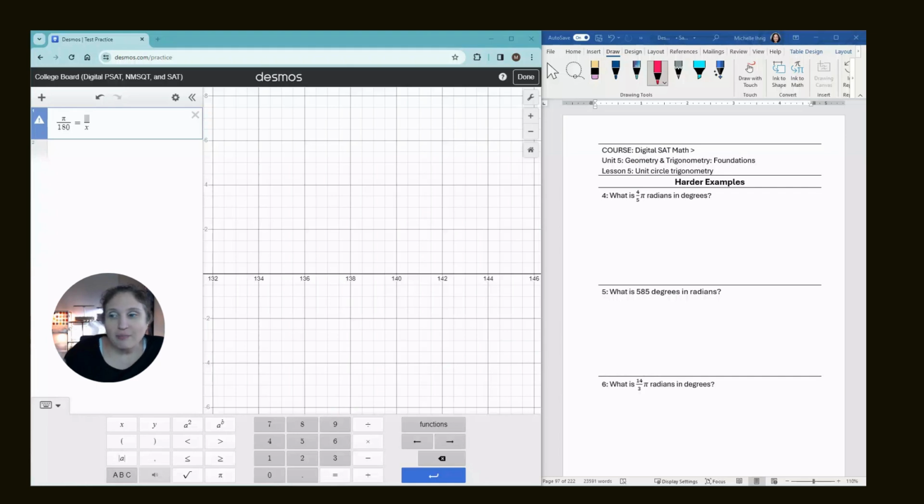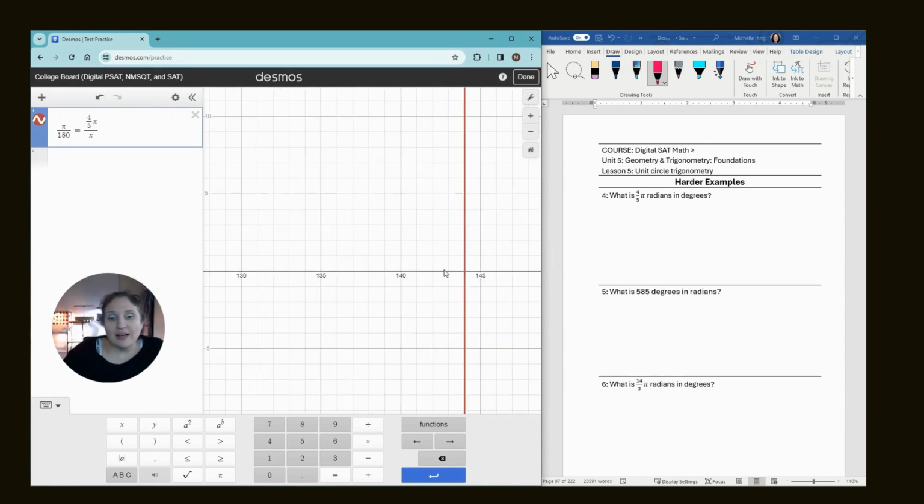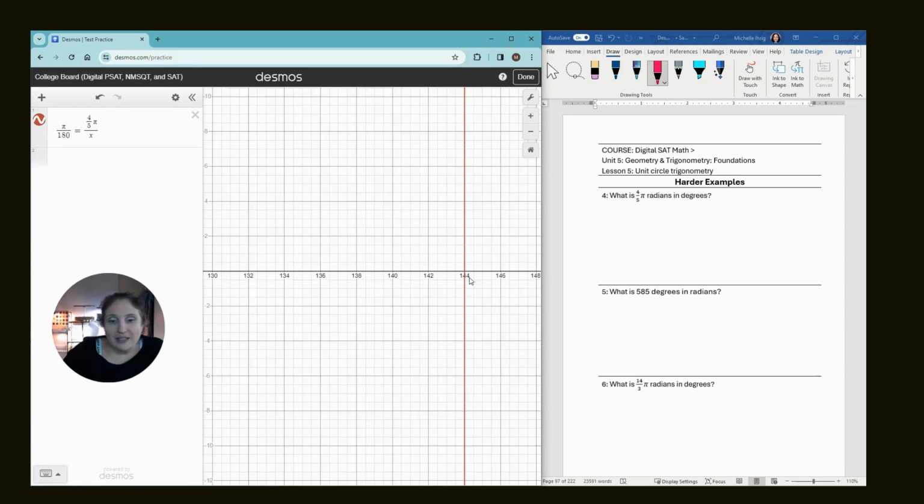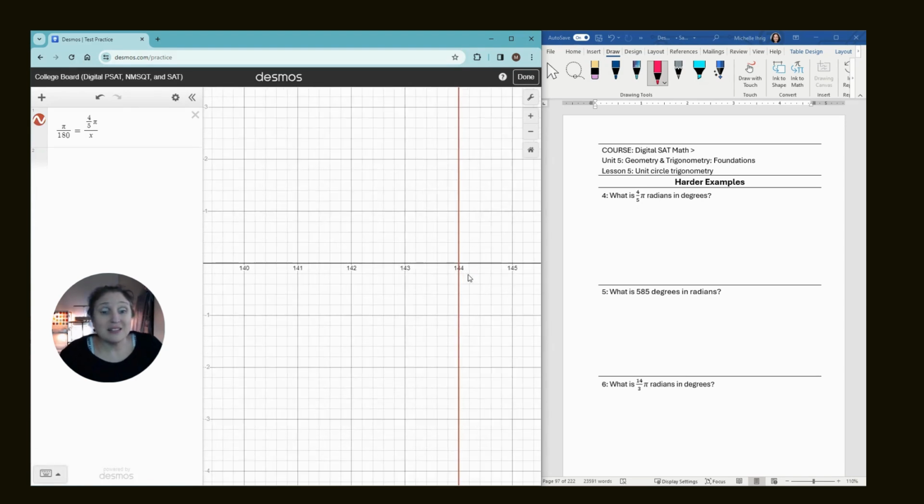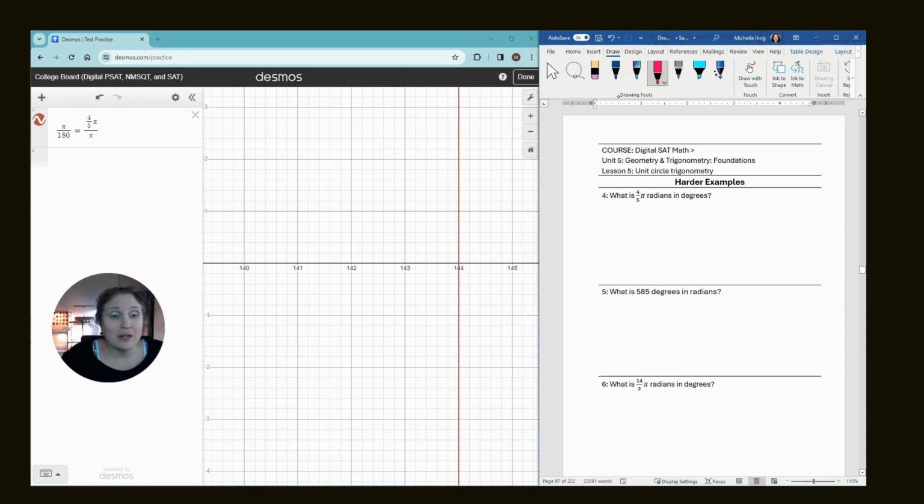So I'm still going to have pi over 180. I want degrees, so I'm going to have x in the denominator. Oh, remember, this only works if you have the Desmos calculator set to College Board. In the numerator, I'm going to write the fraction 4/5 pi. So I have to make another fraction and then put 4/5 and then use the arrow key and put pi. And when I do this, I had already zoomed out, but I can clearly see that the answer is 144 degrees.